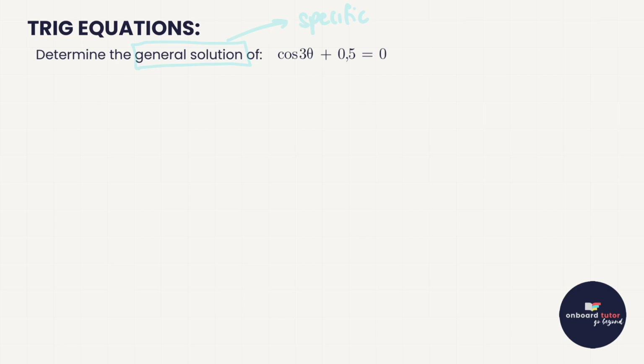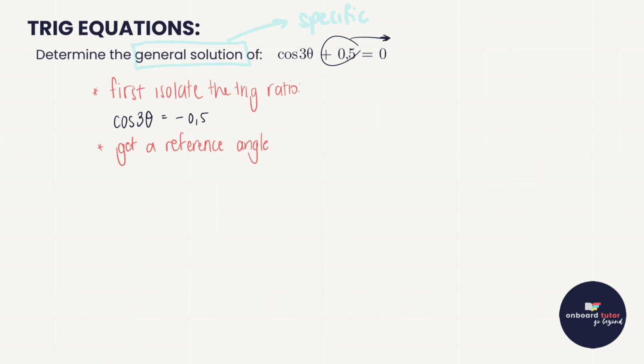If you are asked to determine the general solution of something, the first thing you need to do is isolate the trig ratio. What I mean by that is this 0,5 here, we can move over, and then we'll be left with cos on its own. So cos 3 theta is equal to negative 0,5. The next thing we do is we get a reference angle.